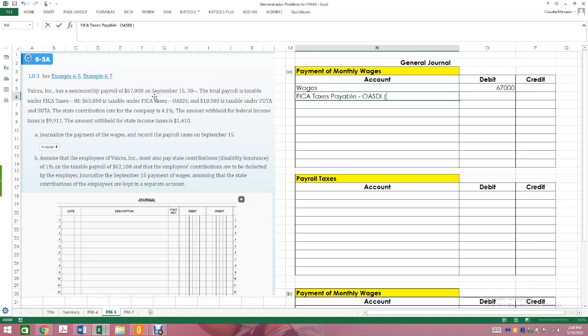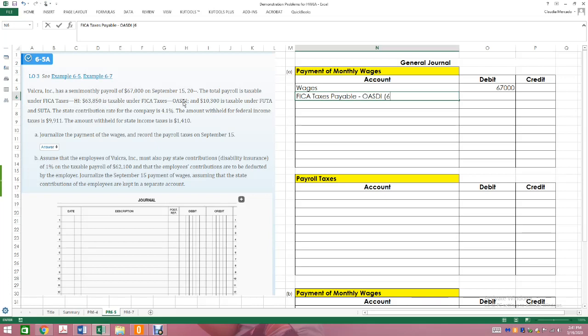Now, for FICA taxes OASDI, only $63,850 is taxable. Okay? So not all of the wages are taxable. We have some of the employees that already went over the cap, so we're not going to pay taxes on that amount. So they've already done all those calculations, and they've said, you know what, out of the $67,000 that your employees earn, only $63,850 is taxable for OASDI purposes.